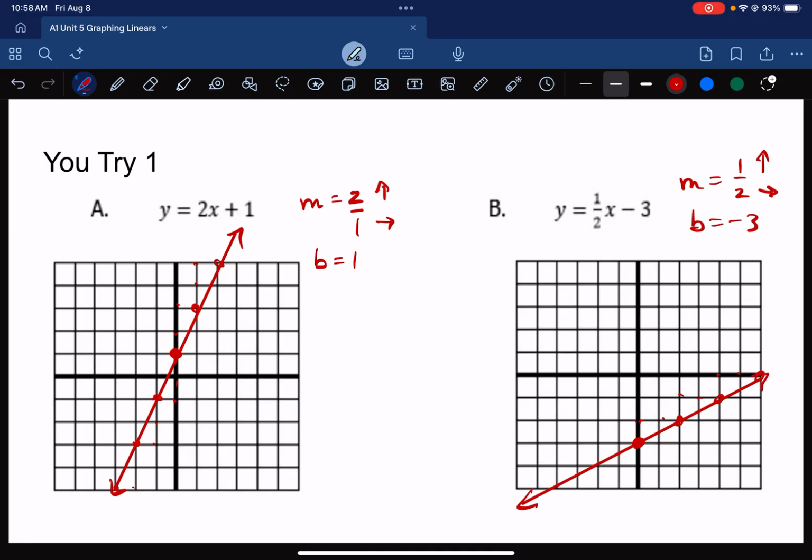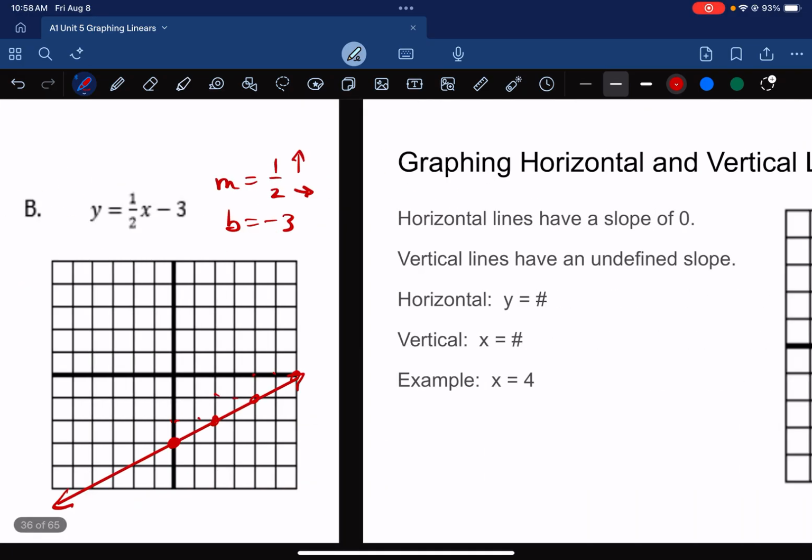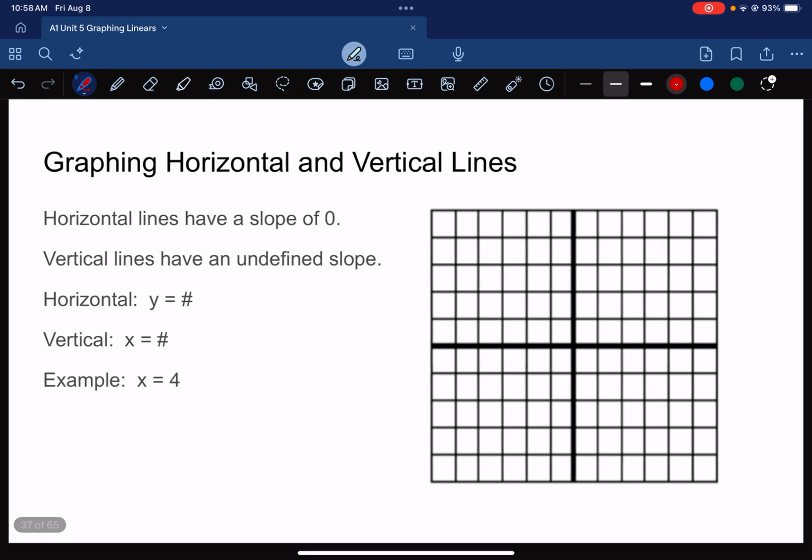And there's my line. Horizontal and verticals. Well, horizontal lines have a slope of 0, and vertical lines have an undefined slope. Horizontal lines are always of the form y equals a number. So like I want to graph the line where y is 2, for example.